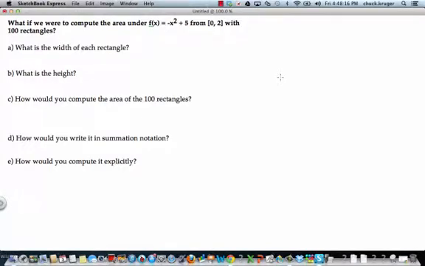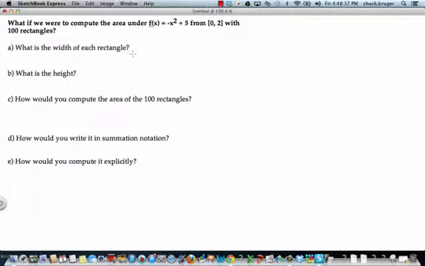This is part 3 of the 4.2 notes on area, and it's the same problem. I still have this function f of x equals negative x squared plus 5, and I'm determining the area under the curve from the interval 0 to 2, and this time I'm going to use 100 rectangles. So let's take a look.